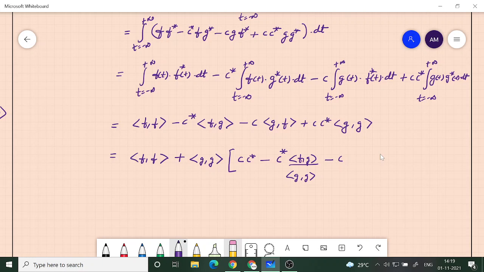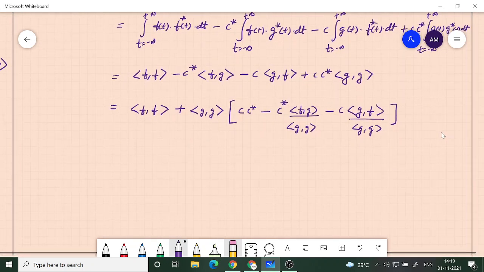So G F divided by G comma G. So it is the same expression. The only thing is that from the last three terms, I have taken G outside. Now the important step here is the mathematical trick that I am doing. The whole purpose is basically to get rid of these C stars here.